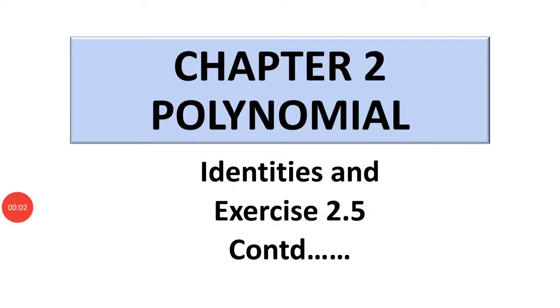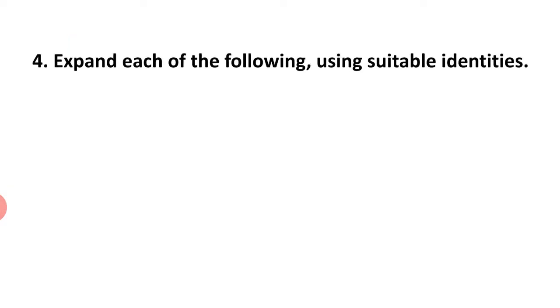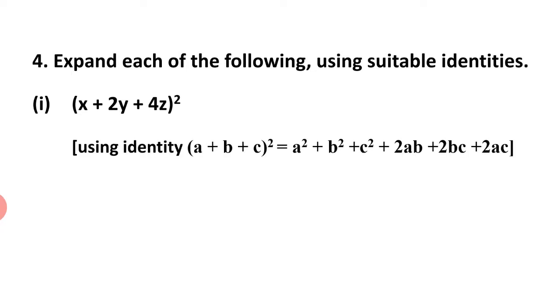Welcome students. In this video we will see a few more problems based on identities from exercise 2.5. The first is: expand each of the following using suitable identities. So (x + 2y + 4z) whole square. The identity is (a + b + c) whole square equals a square plus b square plus c square plus twice ab plus twice bc plus twice ac.